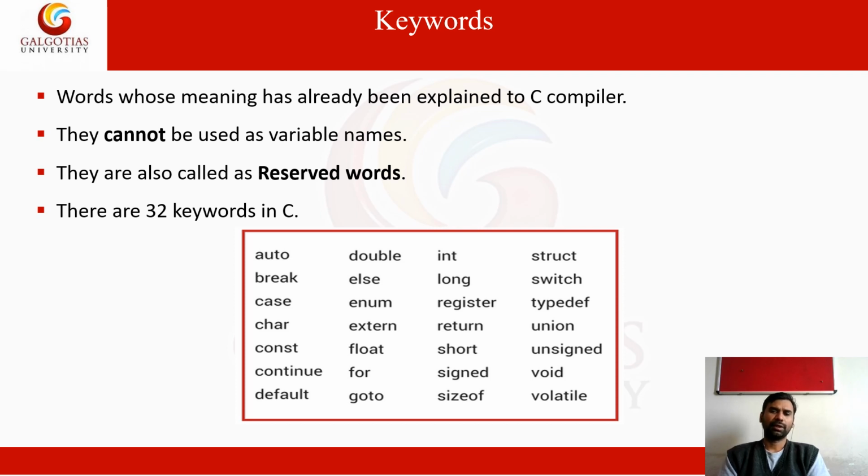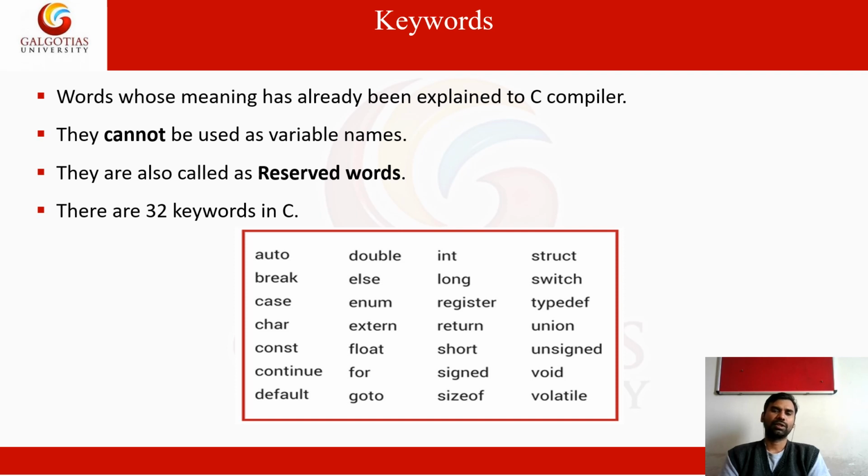Totally 32 keywords are available in C language. Just to name a few: auto, break, case, char, const, continue, default, double, else, enum, extern, float for floating point numbers, for which is the for loop, and goto statement. Int means integer, and long is used before int or double for a long integer or long double.